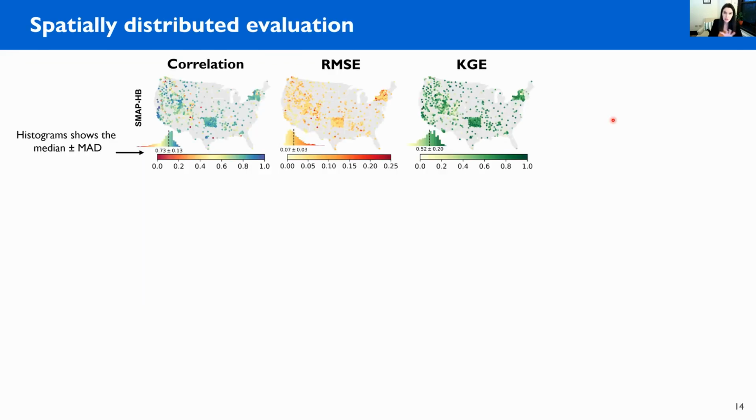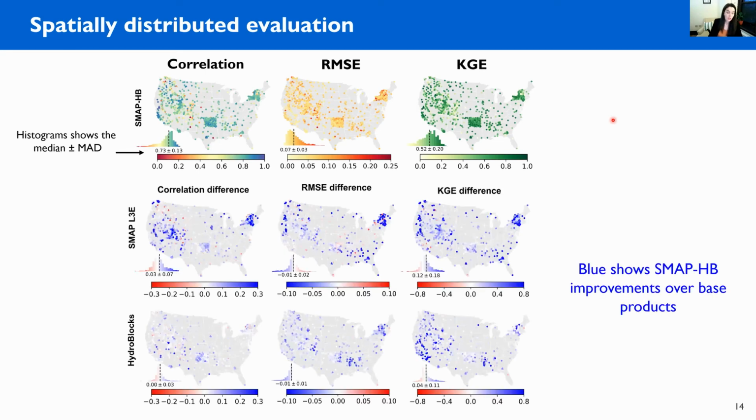We also look into the same temporal statistics, but now distributed over space, as well as their differences in comparison to the two base products that we use, which were SMAP-L3 and hydroblocks. And what we show here is that in blue, we show the locations where the emergent soil moisture shows improvements over the base products. And in red, it shows the locations where the emergent soil moisture tended to worsen the results. So what we can see here is that overall, our emergent product also improved a lot of the estimates, specifically KGE, which was our target metric.